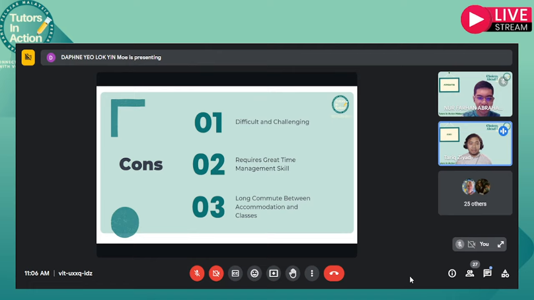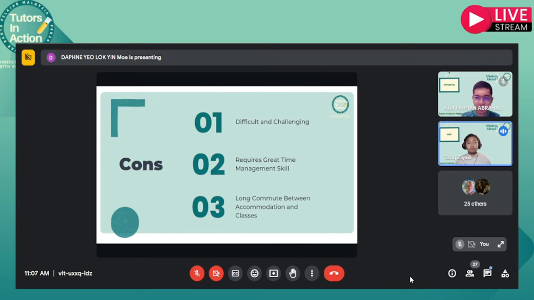And for the third one, it is a long commute between accommodation and classes. So if you are in the ASPI program, you are either going to be allocated into College Christmas or College Pendeta Zabar. And if you're lucky enough to get KPZ, it's definitely a long commute. So if you miss the bus, you are looking at 4.8 kilometers to get to your classes. So you definitely have to take the Grab, which then have some external courses. So it's definitely recommended that you pay attention to the bus schedules in UKM. If not, it's going to be very difficult.